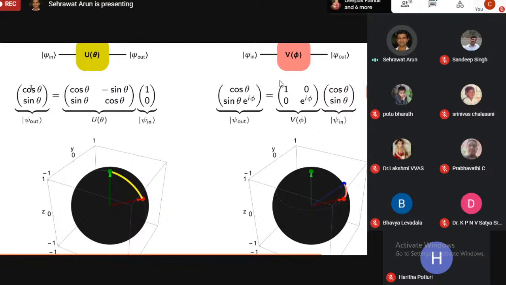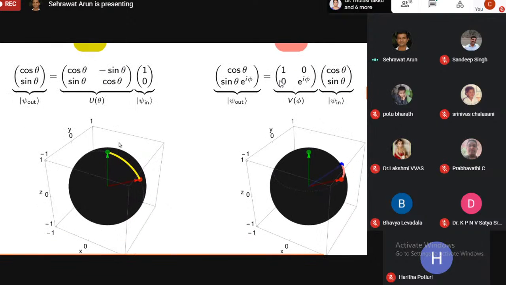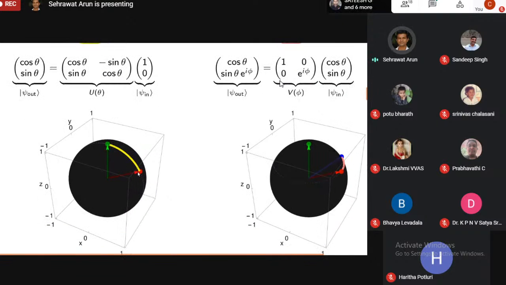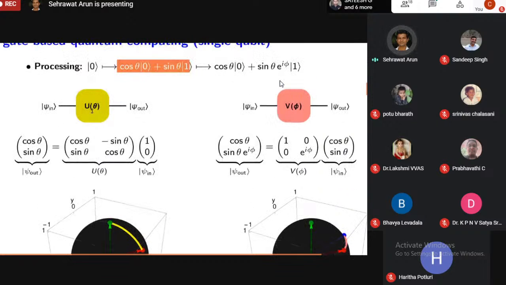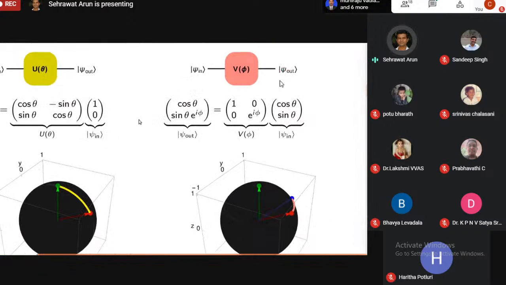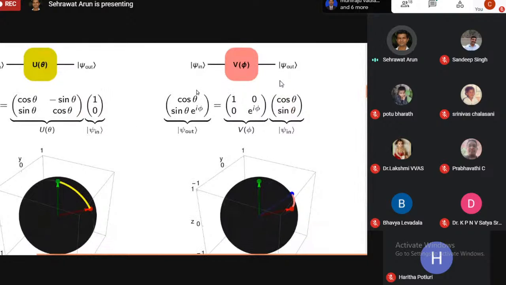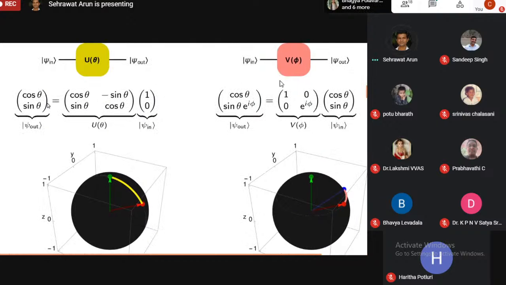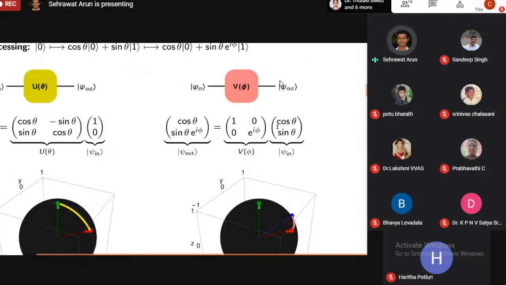And then you get this final output vector, cos theta, sine theta, right? So this is a rotation from red to green. Now this is a gate, which we call a unitary gate, by angle theta. The second thing is, imagine now you apply this V gate after the U gate. So this vector, which is the output from the first gate, will be the input to the second gate, right?